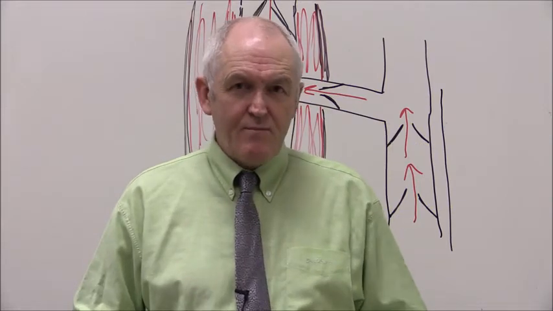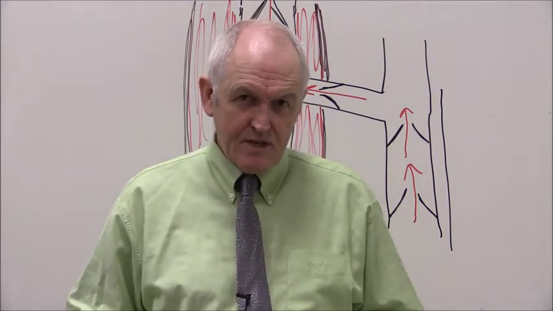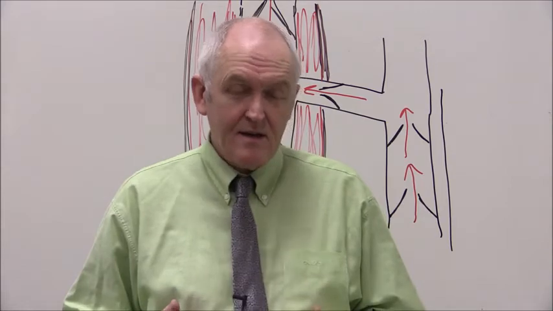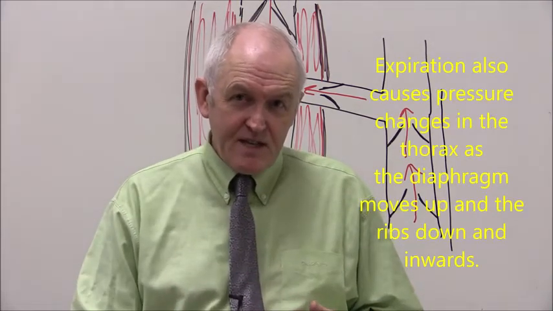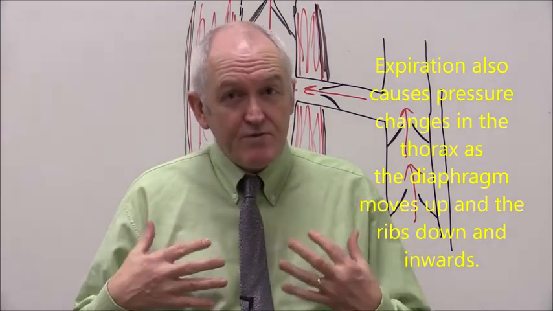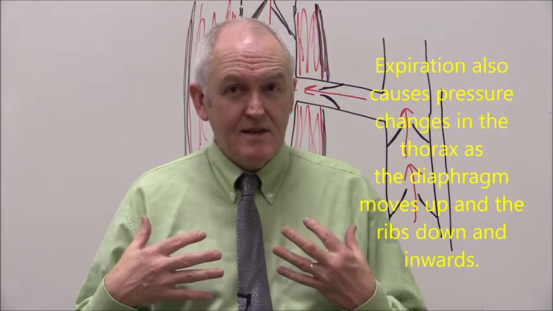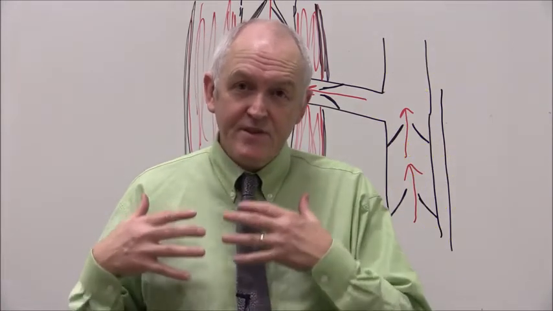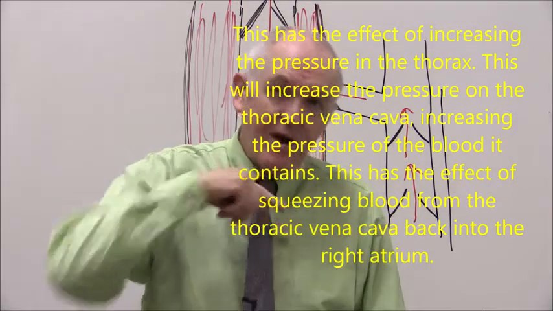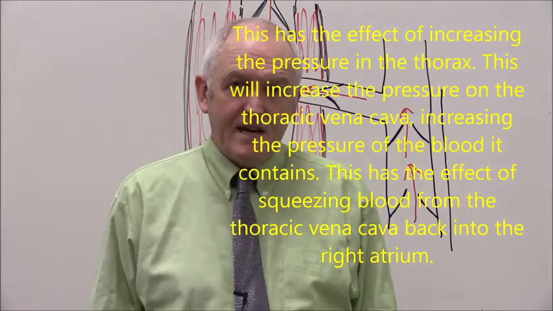And at the same time, when I breathe out, the diaphragm is going to go up. That's going to reduce the pressure in the abdomen, but that's also going to increase the pressure in the thorax. And that's going to help to push the blood that's in the thoracic vena cava back into the right atrium.